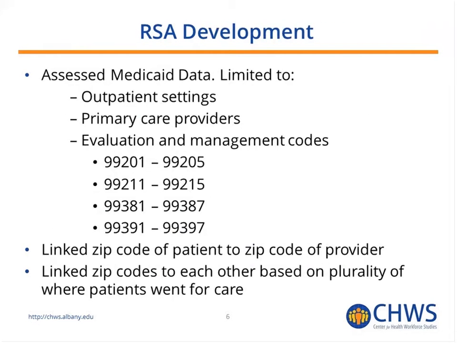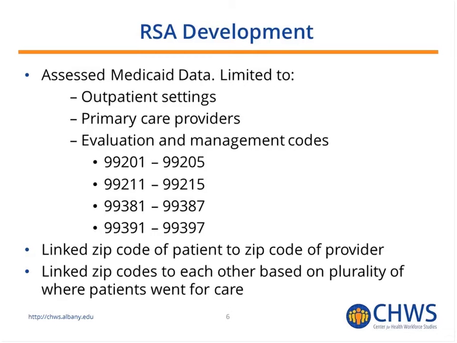So I want to go into some of the methodology a little. Again, we use Medicaid data from the New York State Department of Health. We have access to all the Medicaid claims data. We looked at outpatient settings only, which would include federally qualified health centers, or FQHCs. It would include hospital outpatient and private practice.